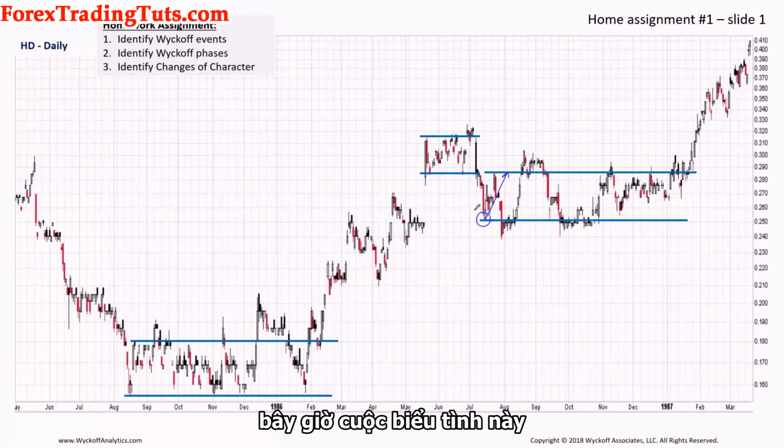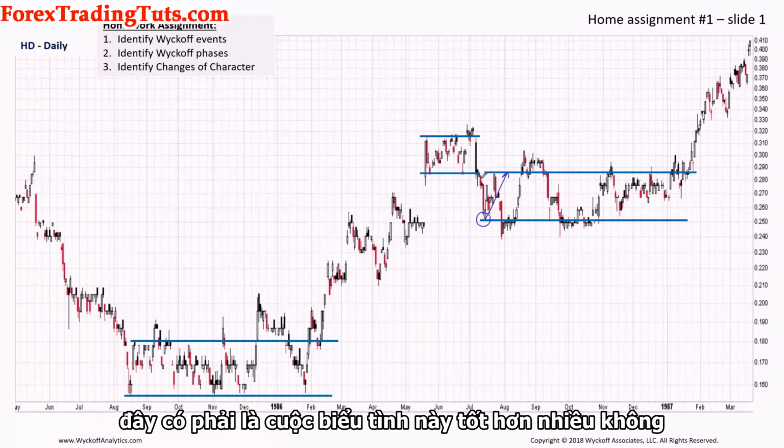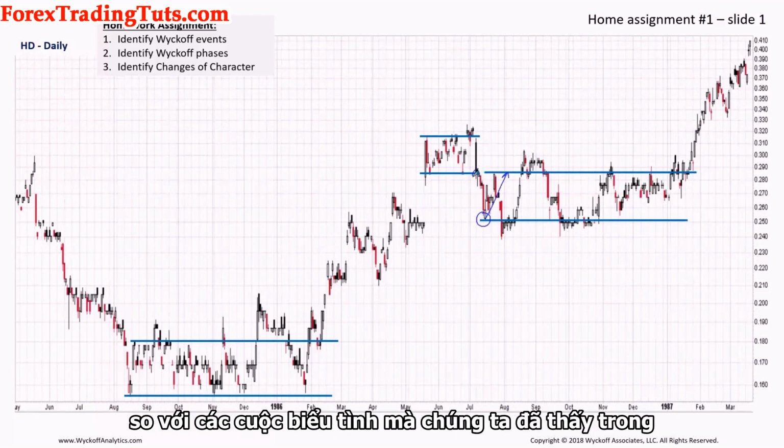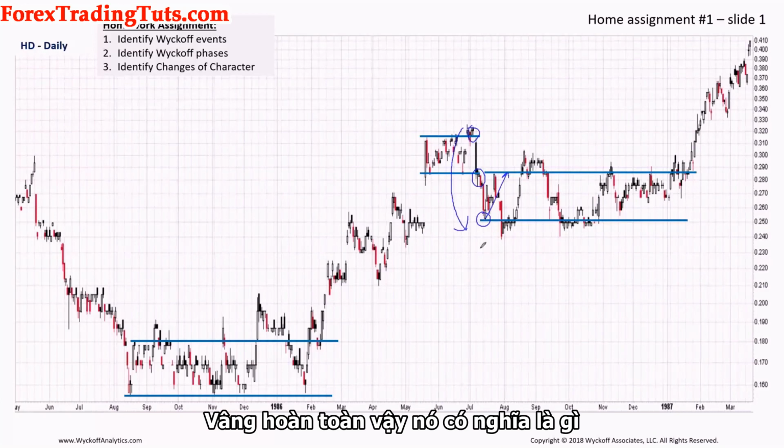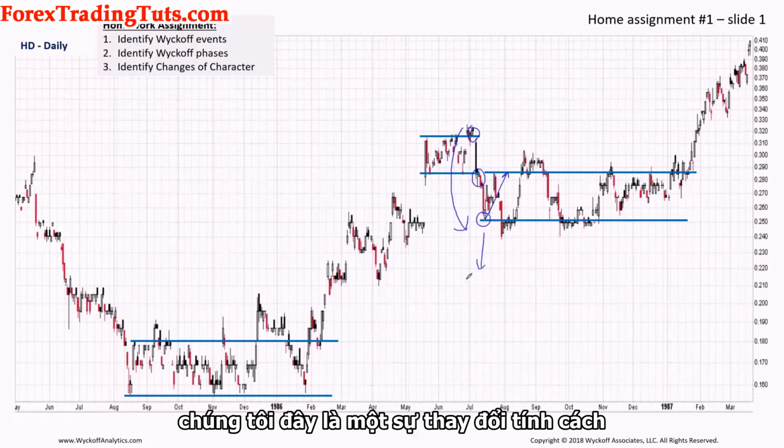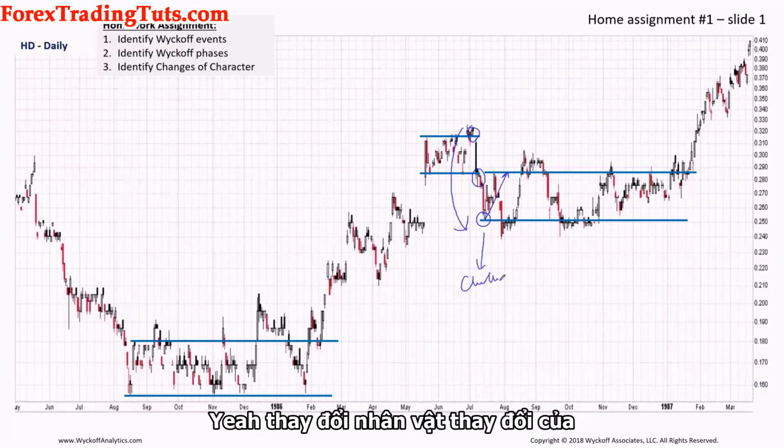Now, this rally, is this rally much better than the rallies that we've seen in the down move? Absolutely. Yes, absolutely. So what does it mean to us? Is this a change of character? Yeah, change of character.